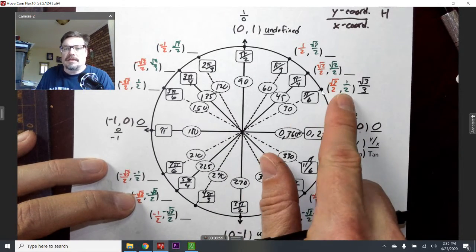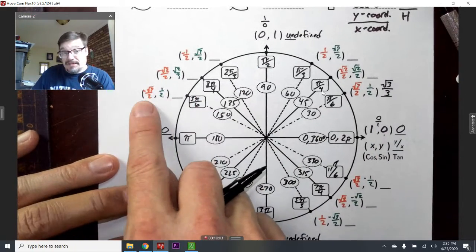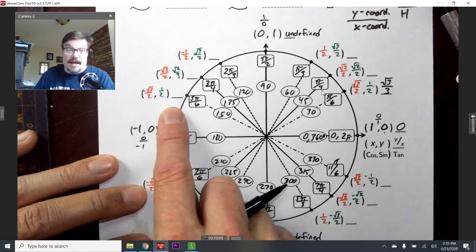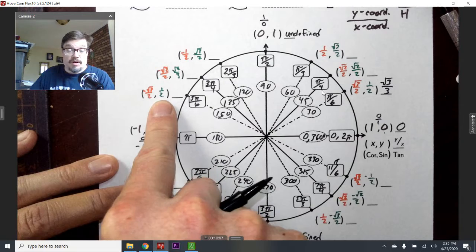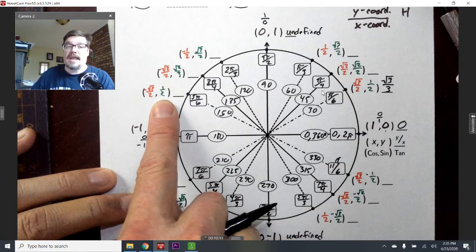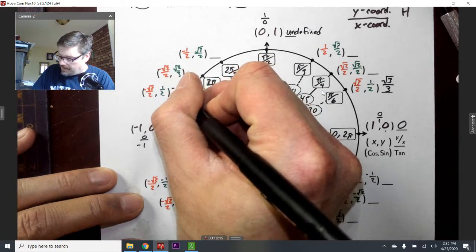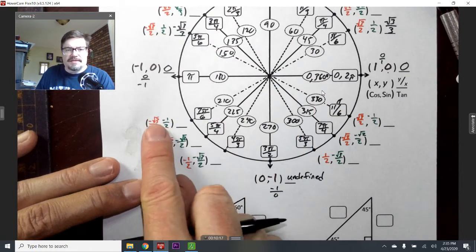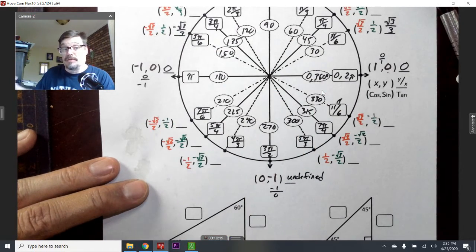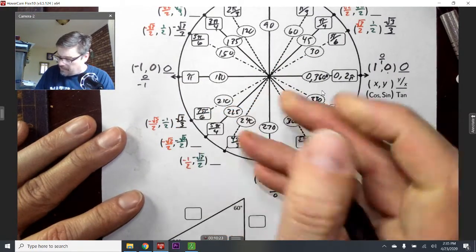Here, both the sine and the cosine are positive, so it is positive. Over here, cosine is negative, which makes the whole thing negative. When an odd number of values are negative and they get multiplied together, it produces a negative product. So this one is now negative radical 3 over 3. Now over here is different, because now they're both negative, so that actually produces a positive. So tangent is positive radical 3 over 3.